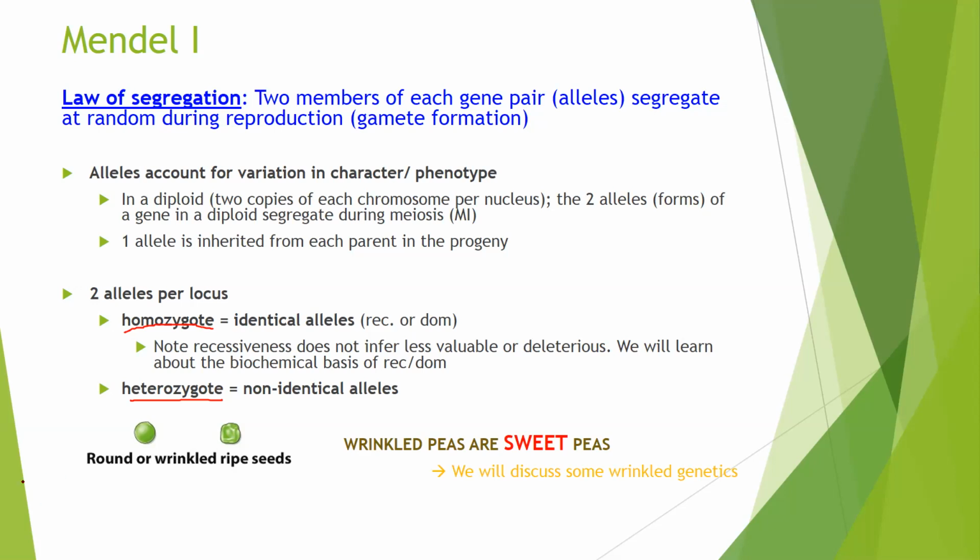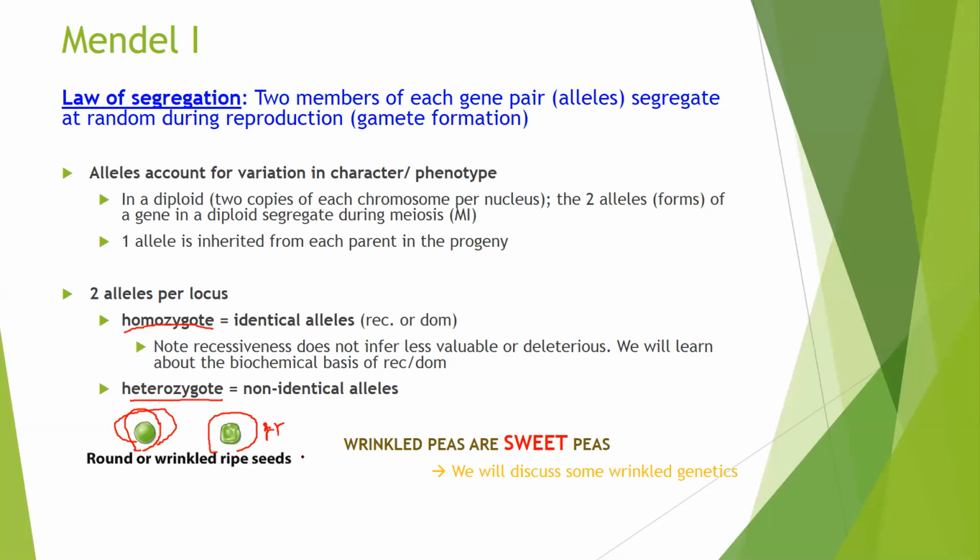In Mendel's experiment, we have the round shape and the wrinkled shape, and we know this shape is determined by a single gene. We have two alleles, the capital R and the small r. The capital R gives you the dominant phenotype, which is the round shape, and the homozygous little r gives you the recessive phenotype, which is wrinkled seeds.